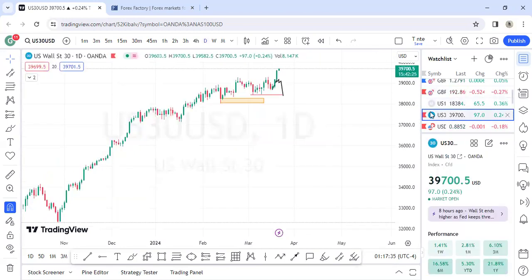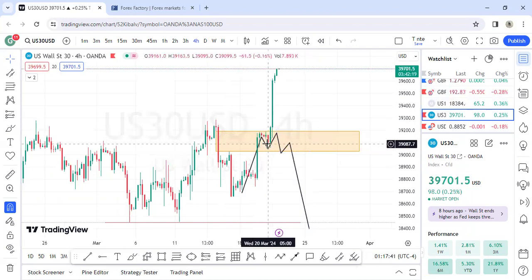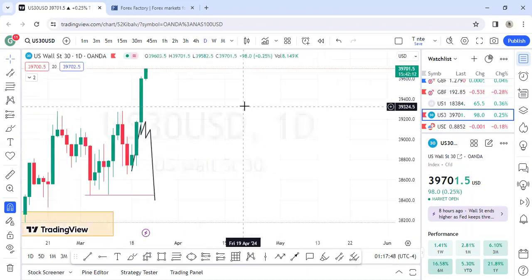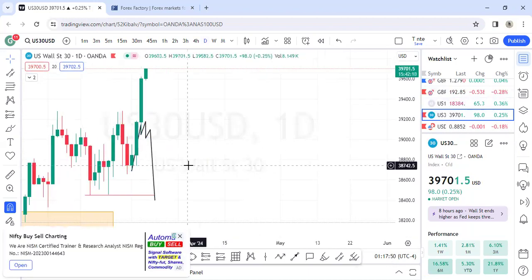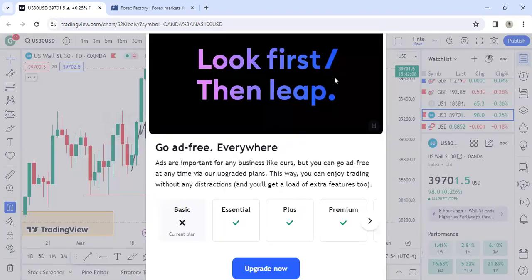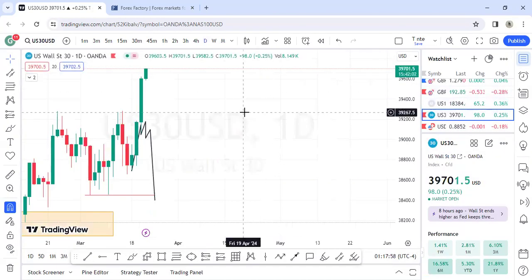I think I was wrong on this because the news sent price up. I was expecting price to give a kind of sell off from here, which did not happen. That is cool. You don't have to be right all the time. Some people will go and begin to lie and say that I said it was bullish. Bro, I didn't say it was bullish. I was expecting bearish action, which did not happen. All right.